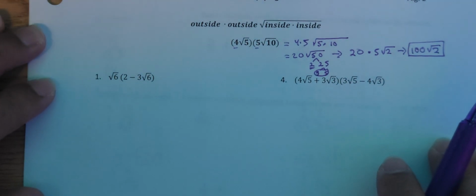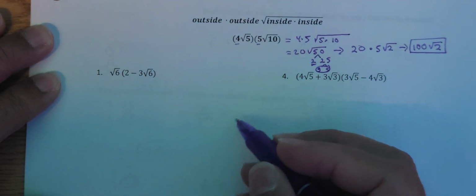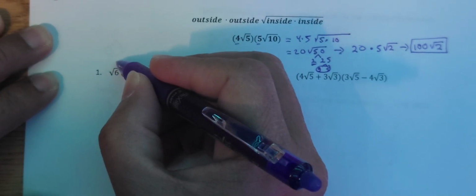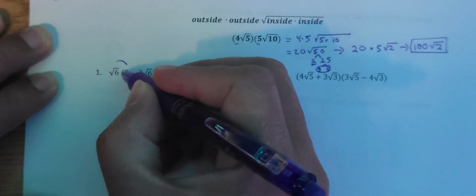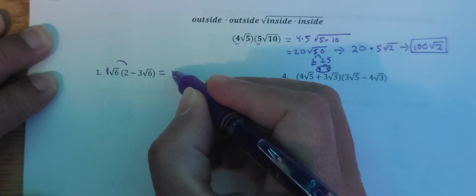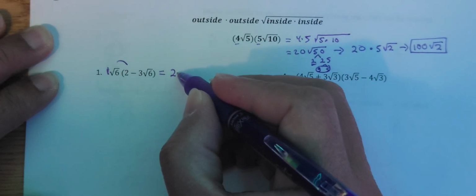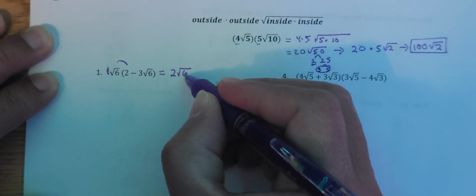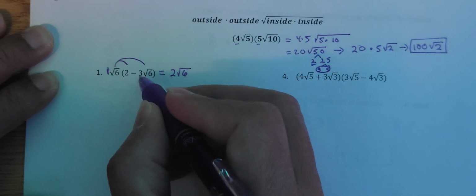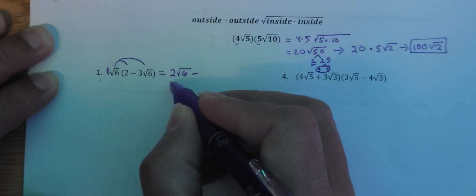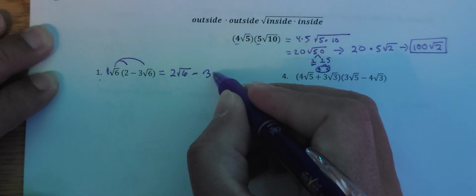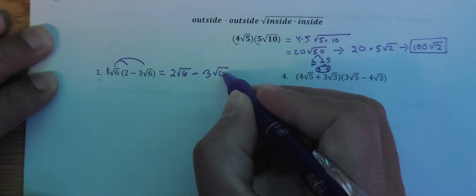Okay. All right. Number one, same idea. You're going to distribute just like you do with x, right? So for this one, this is implied to have a 1, so I'm multiplying 1 times 2, which is outside times outside. So 1 times 2 is 2, and then just keep the square root of 6 next to it. Okay, and then when I multiply positive times negative, that becomes negative 1 times 3, that's negative 3, right? So 3, and then keep the square root of 6.